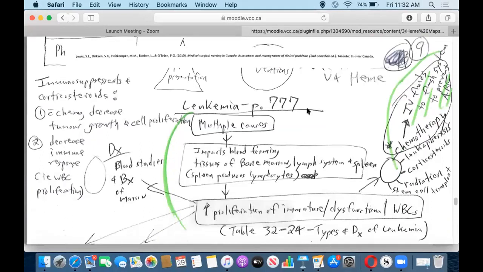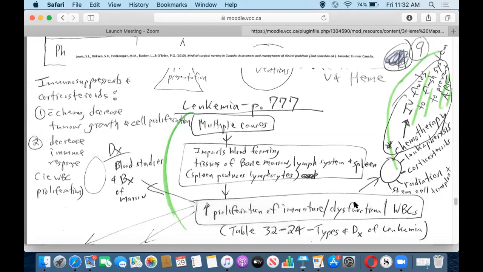So in essence, what you've got is too many white blood cells. Now, the problem with these white blood cells is not only that there are too many, but they are dysfunctional, so they don't really do their job too well. Ironically, although you have an increase in white blood cells, the patient's still at risk of infection because these white blood cells are dysfunctional. They are what they call immature, and they don't do their job well.